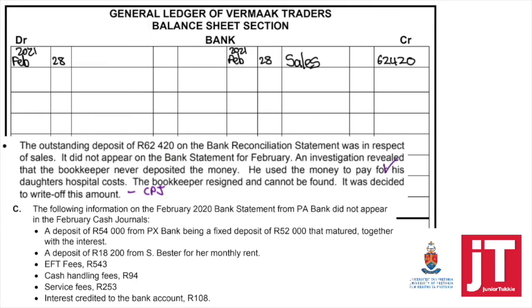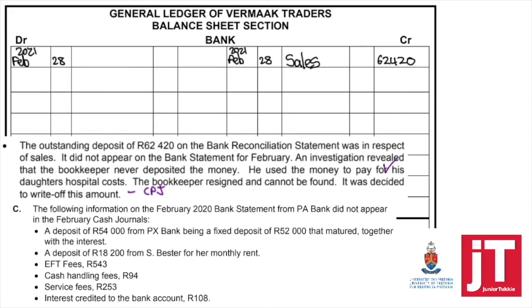Our first entry, that transaction, the money that will not be recovered from the previous bank recon, the outstanding deposit, needs to be taken to the CPJ, and from the CPJ, bank is always credited. So the contra account is going to be sales, 62,420.